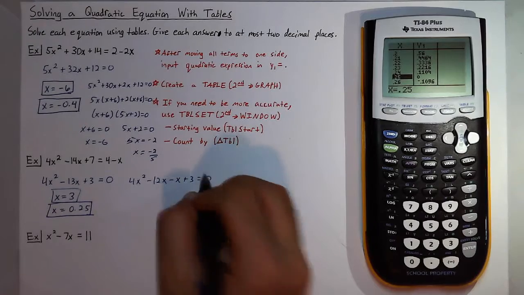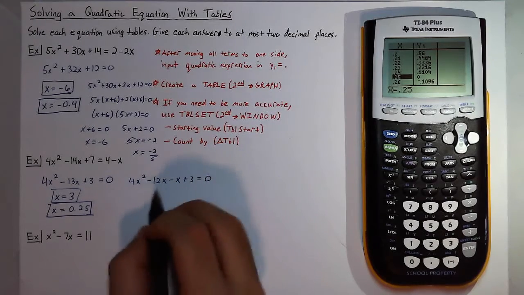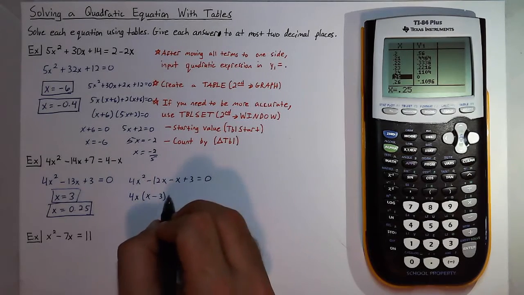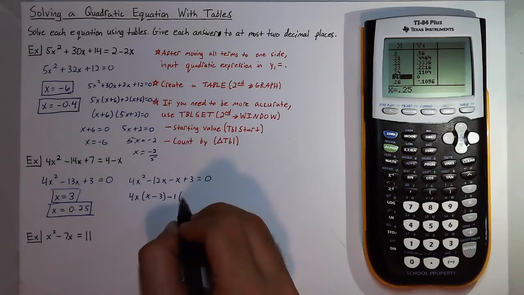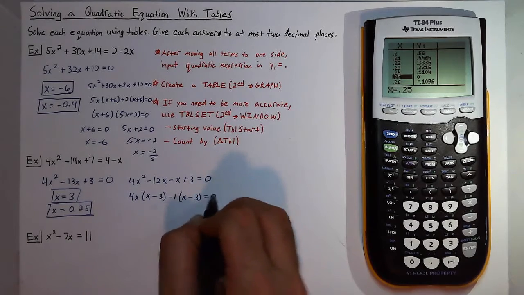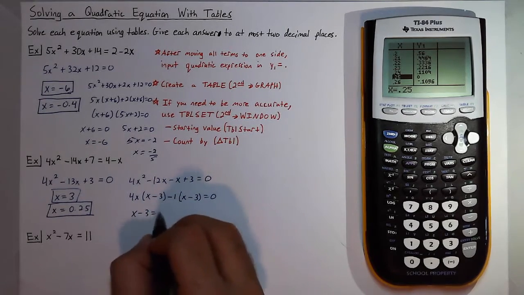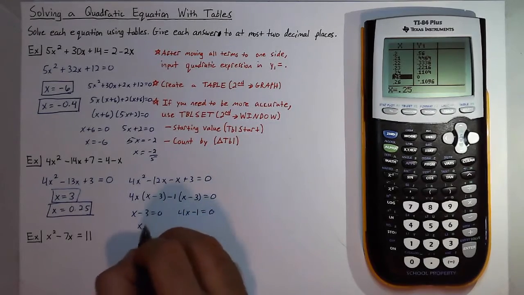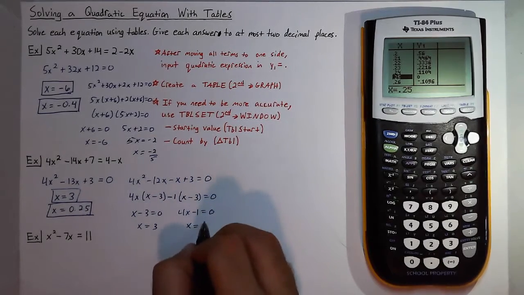And again, grouping them together, there's a 4x in common in my first term. I can factor that out, be left with x minus 3. There's a negative 1. I can factor out the second group to be left with x minus 3. And that gives me x minus 3 equals 0, and 4x minus 1 is equal to 0, for a solution of 3 and 1/4.